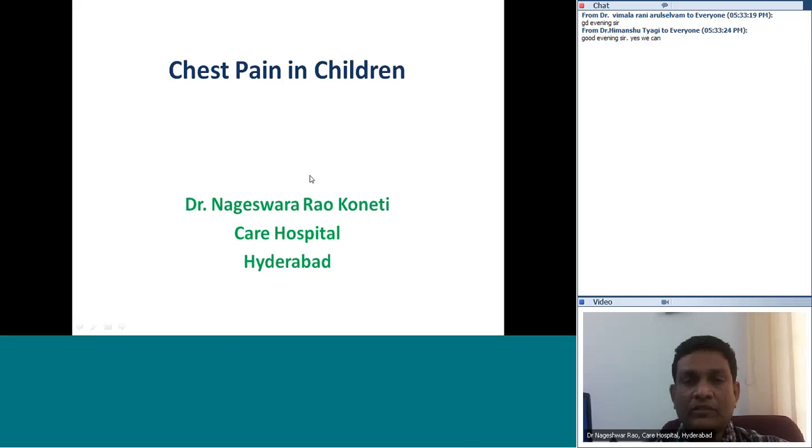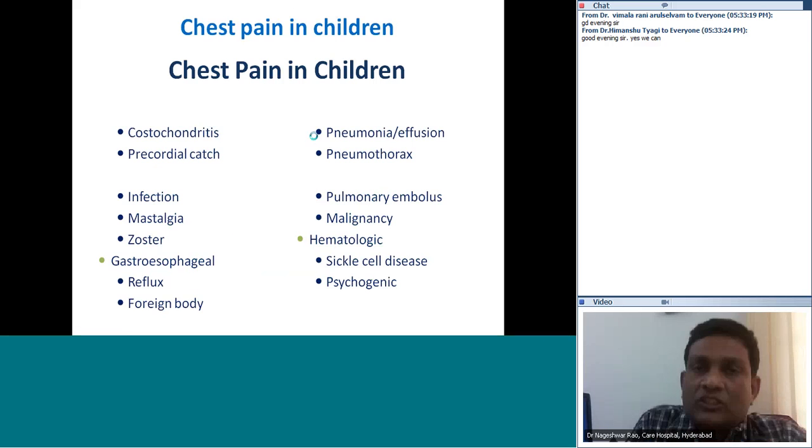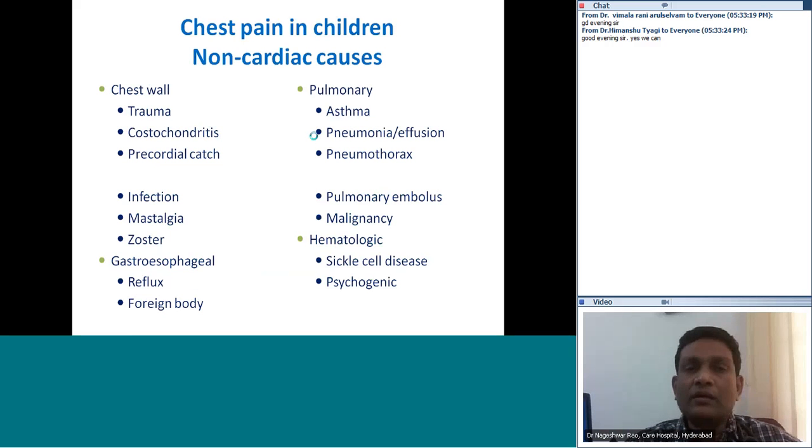Chest pain in children is predominantly due to non-cardiac causes. Cardiac causes are not the commonest. Non-cardiac causes are the commonest, predominantly either chest wall muscle causes or pulmonary causes. So, coming to the chest wall causes, trauma. Most of the children who go to school carry a lot of baggage, books, boxes, and that can cause some kind of muscular chest pain also.